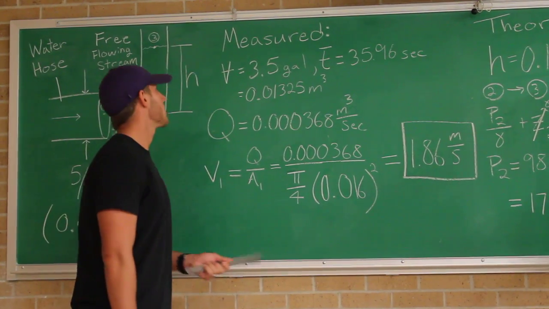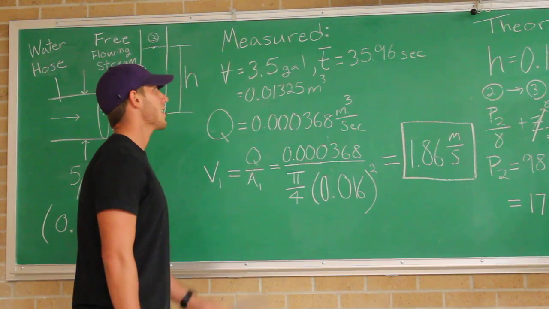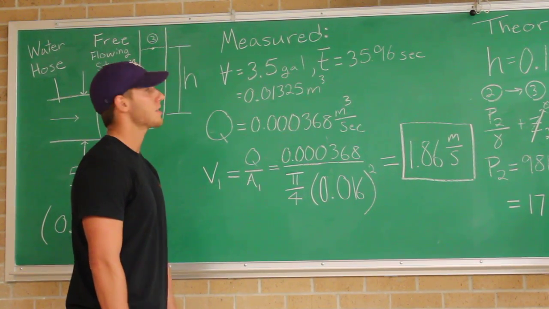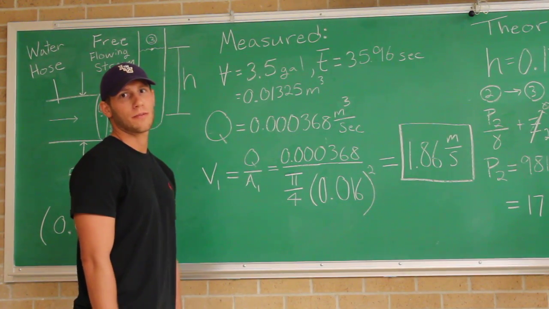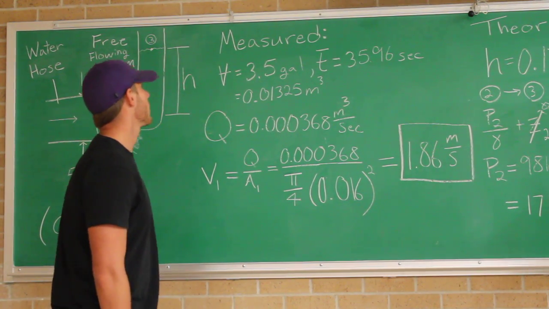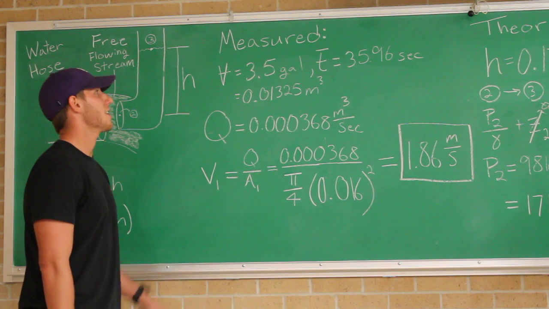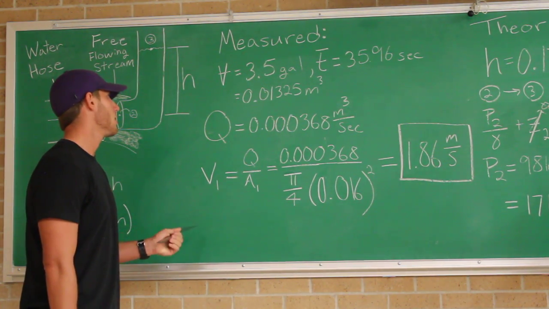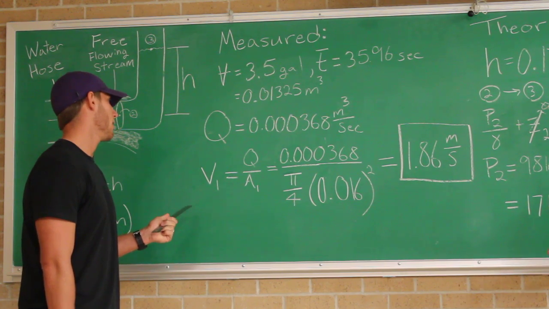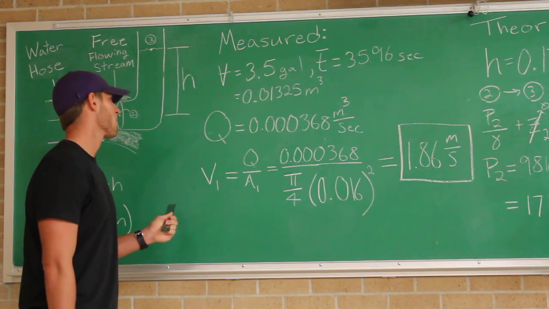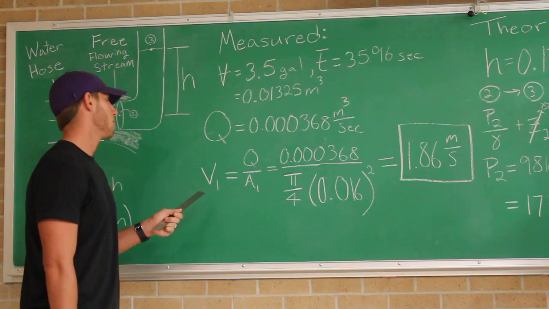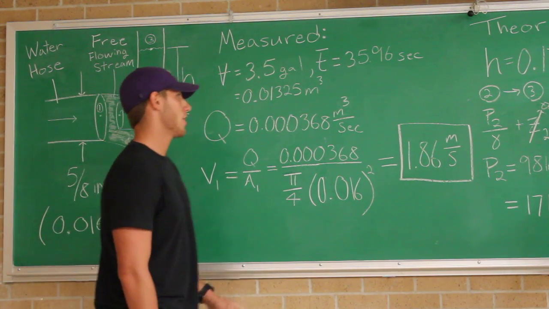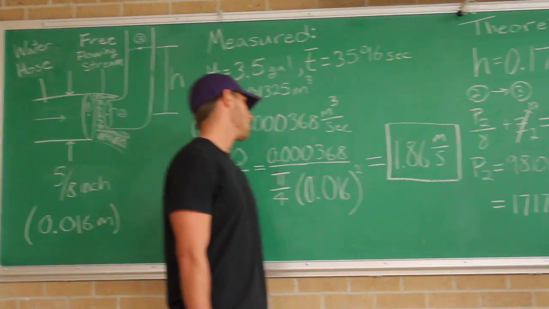For our measured quantities, we used a 3.5 gallon bucket and calculated the average time it took to fill that bucket over 3 trials. We took our control volume and divided it by our average time to get the discharge, or flow rate. From there, we calculated the velocity at the end of the water hose by dividing the discharge by the area, and we came up with 1.86 meters per second.